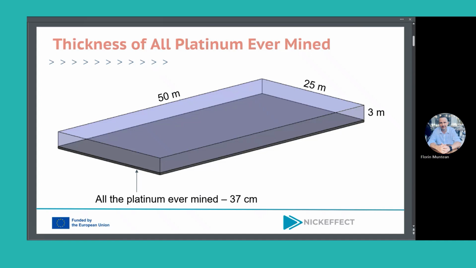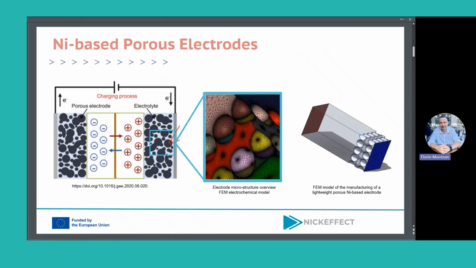However, to match the electrochemical performance of platinum, nickel-based electrodes need to have a higher surface area, and this is achieved by using porous microstructures. But we need to ensure uniform nickel deposition within those porous microstructures. So I will be introducing to you the plating process for nickel-based porous electrodes.